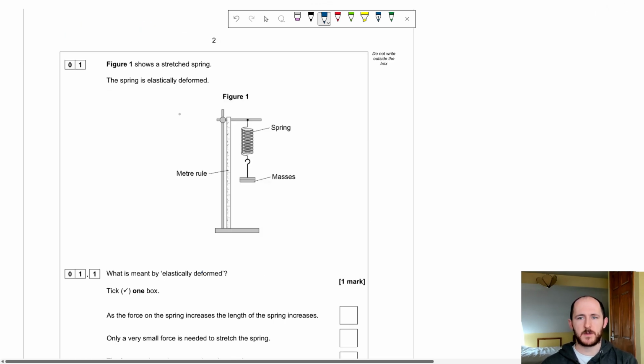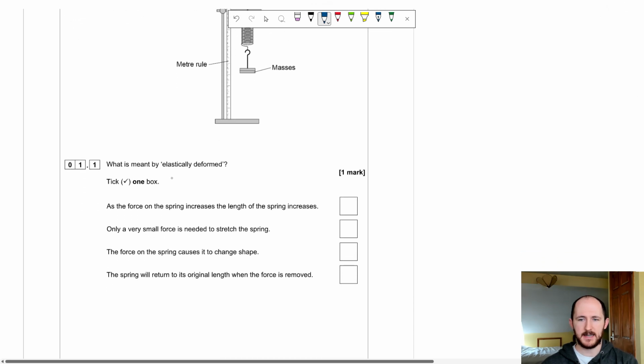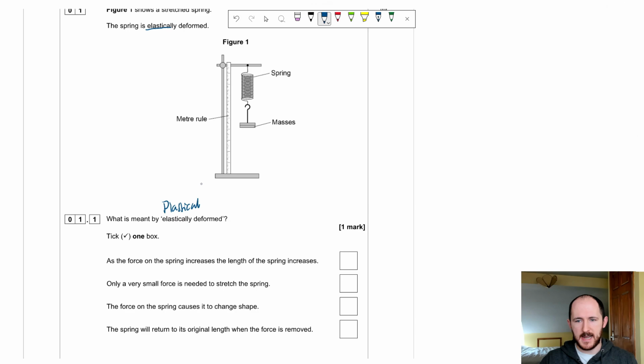But without further ado, let's jump straight into this paper and try and walk through it as best we can. So the first question, we have a stretched spring which is elastically deformed, and it says what is meant by elastically deformed. Now there's two types of deformation that you need to know about in GCSE. One is plastically deformed and the other is elastically deformed.